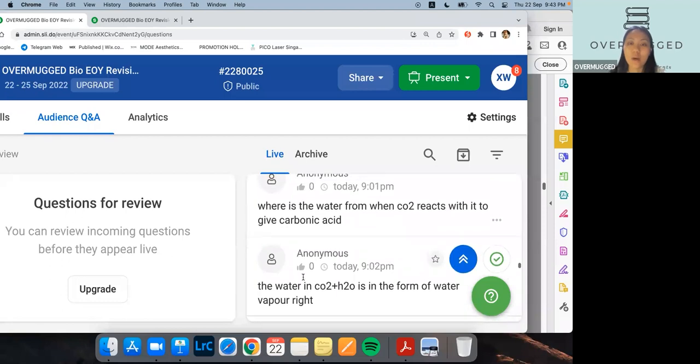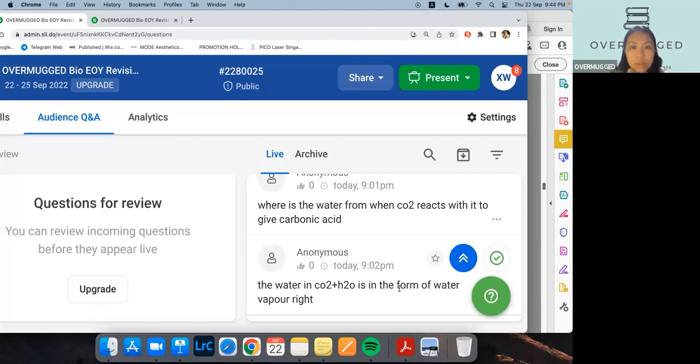Is the water in CO2 plus H2O in the form of water vapor, right? I don't think so. It cannot be because it's in the red blood cell, and a red blood cell shouldn't be accommodating gases. The gas will take up too much space. It has to be in liquid form. Our body, if it's in our blood, wouldn't be in gas form. It will definitely be in liquid form, because blood is a solvent.